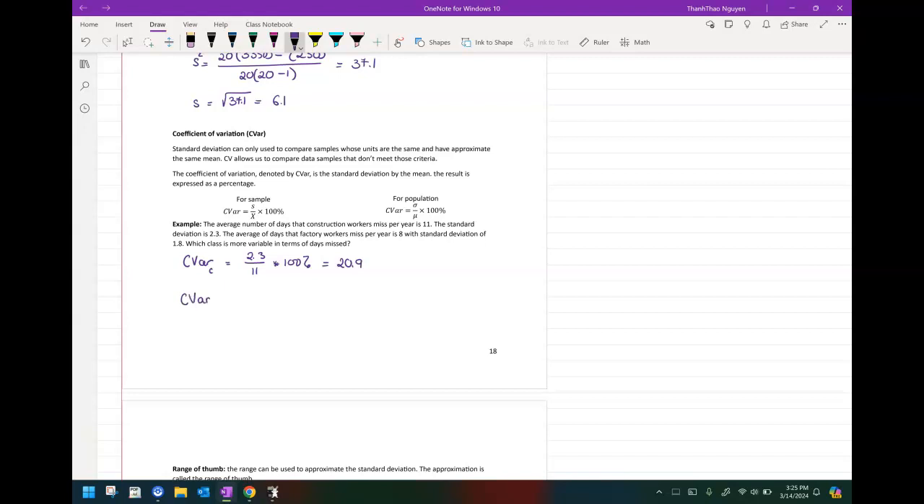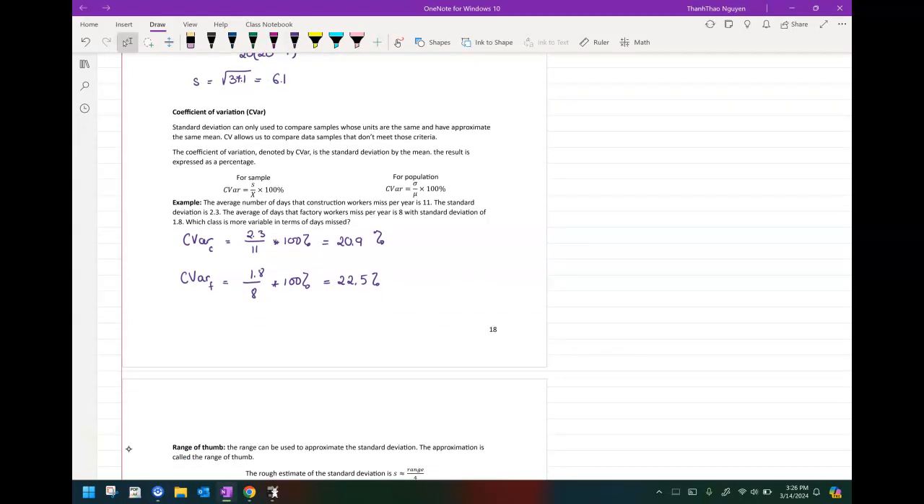Calculate the variation for the factory workers. So 1.8 divided by 8 times 100, that is 22.5%. So this means that the data set for the days the factory workers missed per year has more variation than the days the construction workers missed per year.